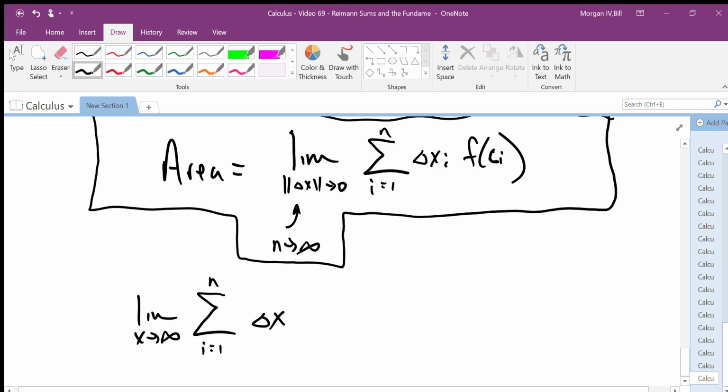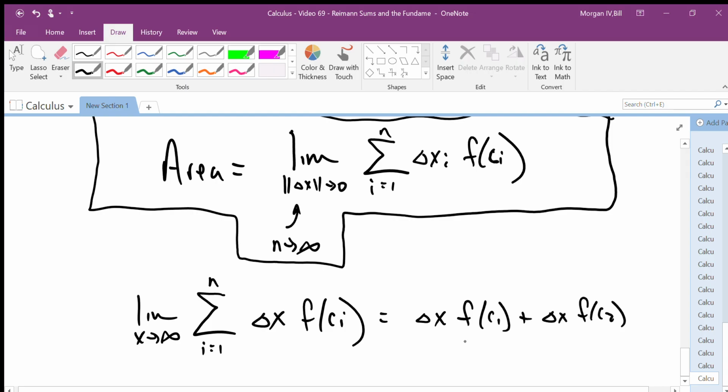Since they're all the same size, I don't have a largest per se. Times f of ci. I have to do, okay, what happens when i is 1? Well, when i is 1, then I get delta x, whatever that happens to be, times the height at f of c1. And then I have delta x times the height at f of c2. And how many times do I have to do this? Infinitely many? And then I have to add them all up?